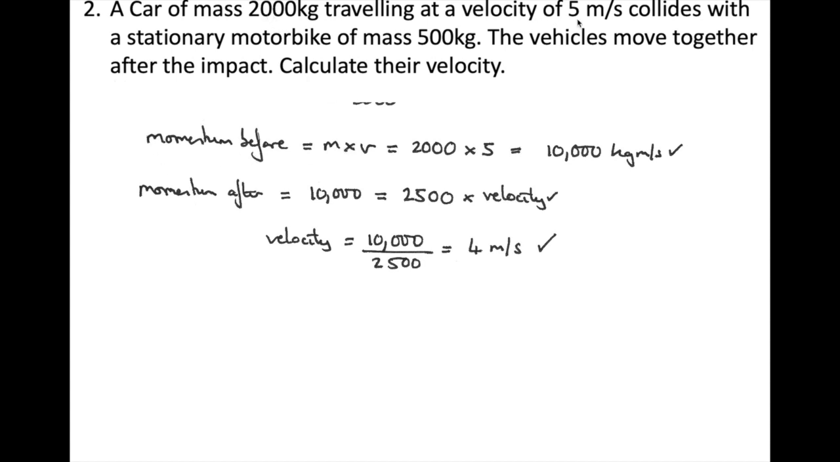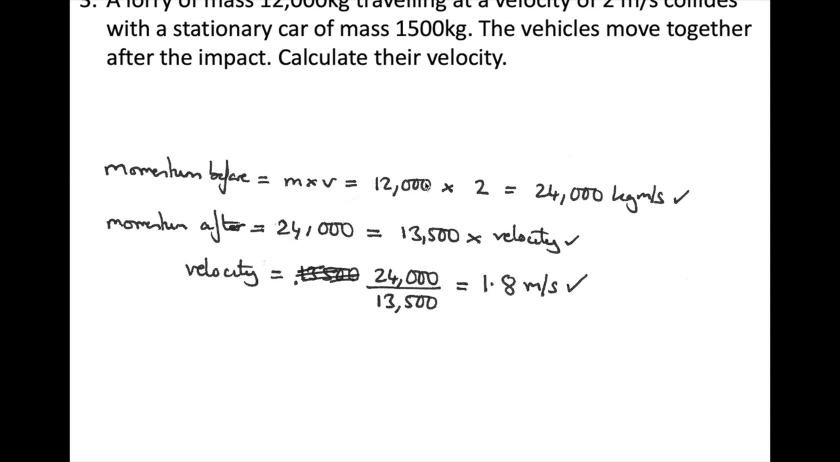The second one, momentum before is mass times velocity. So again, that's 2,000 times 5, which is 10,000 kilogram meters a second. So the momentum after is going to be the same, 10,000, which is going to equal the new mass, because they're both stuck together, the car and the bike, which is 2,500 times velocity. So therefore velocity is 10,000 divided by 2,500, which gives you 4.